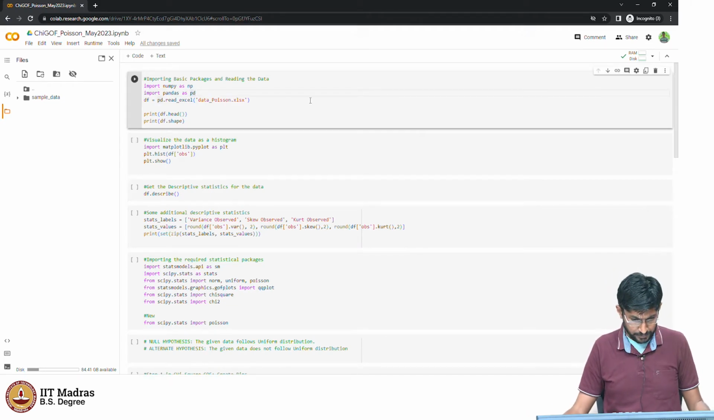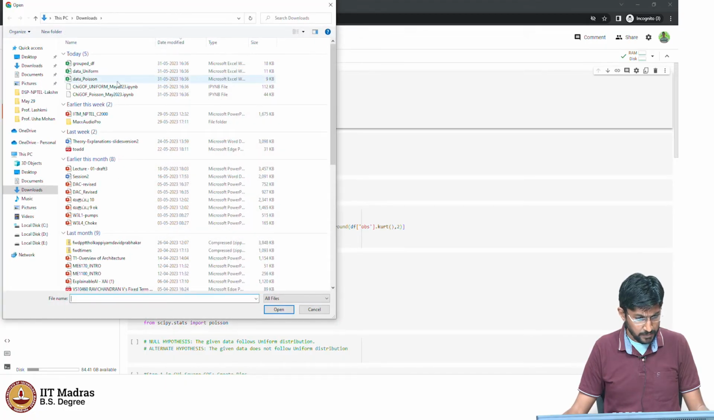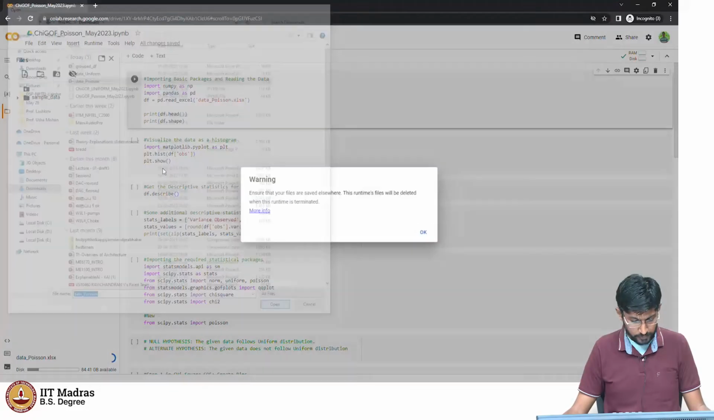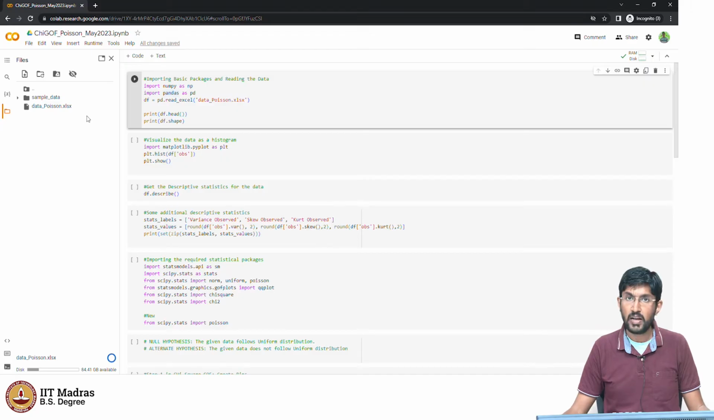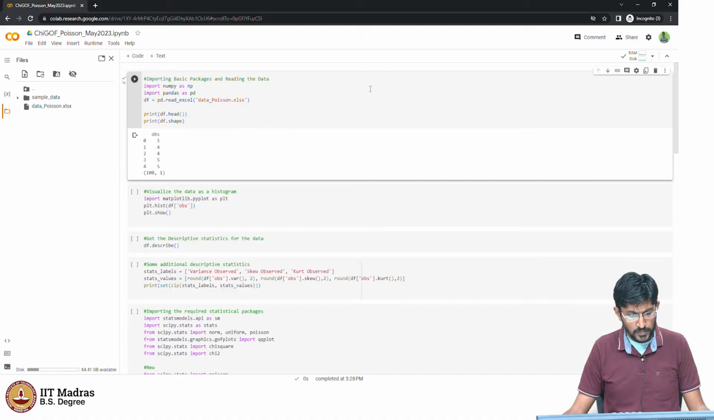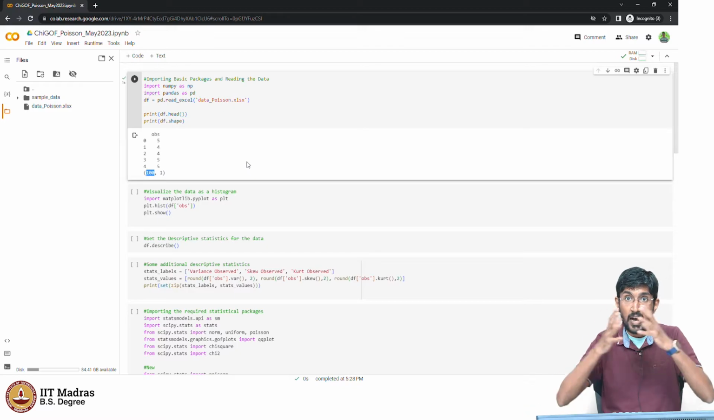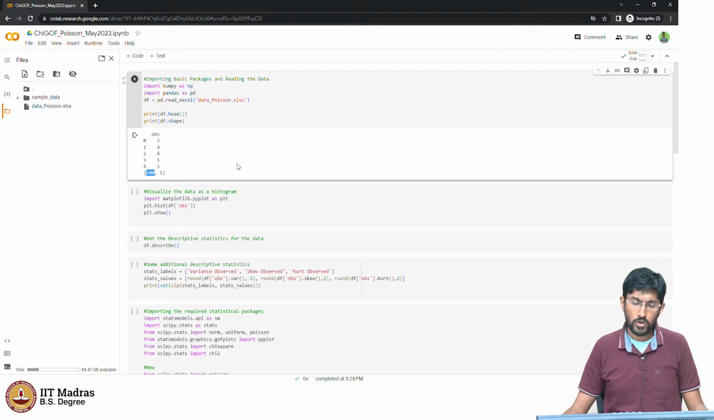So let's get started. Again, I am going to load this data set known as data underscore Poisson and then call my two basic packages, which are NumPy and pandas. So I have loaded the data set into the environment and called it into my code. So now what do I have? I have a data set which has 100 observations, and each of these is a different value: 5, 4, 4, 5, 5, and so on and so forth.